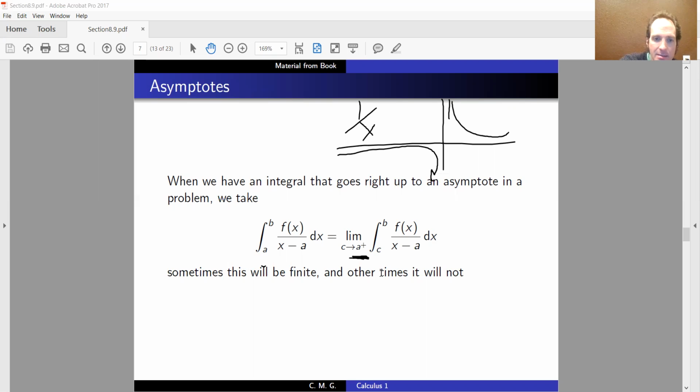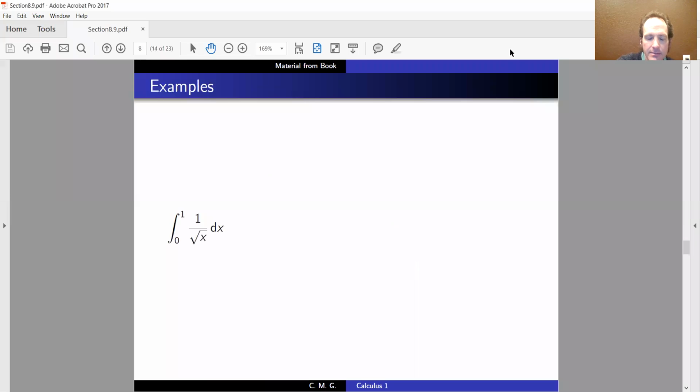So here, if a is the bottom limit and a is the asymptote, I take the limit as that variable c approaches a from the right, because I'm coming at it from the side of b, and b is bigger than a, so I'm coming at it from the right. If I come at it from the left, that's going to be at the top limit. So if the top limit is the asymptote, then I have to do that from the left. Okay. Sometimes it's finite, sometimes it's not, just like the other one.